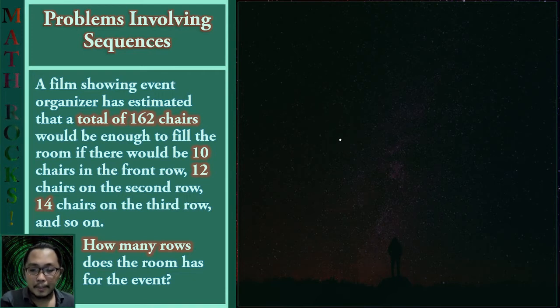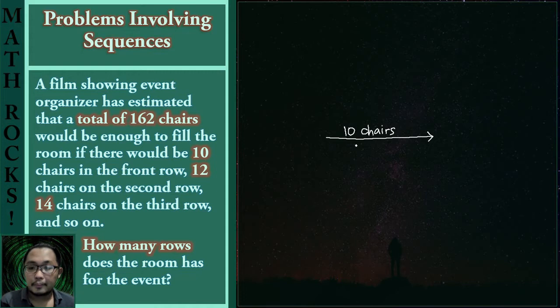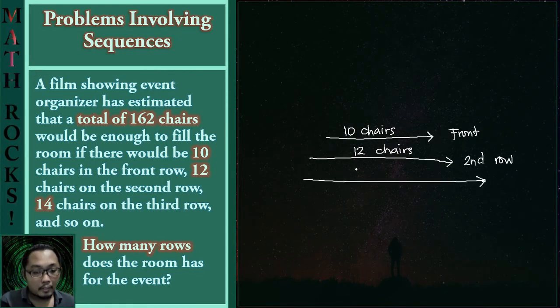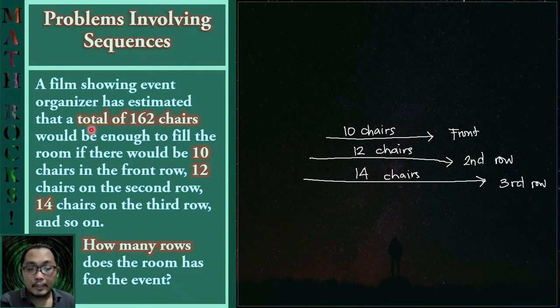So let us assume that this is the first row and there would be 10 chairs on the first row. And based on the problem, the second row contains a total of 12 chairs, while the third row has 14 chairs. And going back to the problem, we have a total of 162 chairs. And it was also stated that it would be enough to fill the room given such pattern.